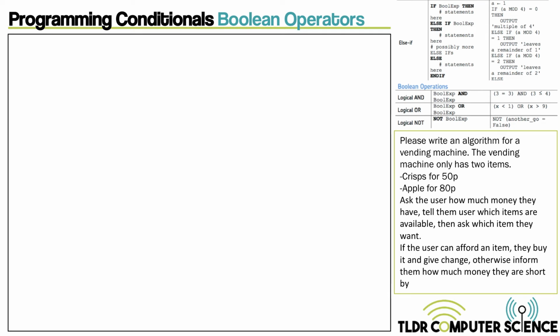Now, we are going to take in 2 things from the user. We're going to ask the user how much money they have, and that's going to become important because it's going to determine whether they can afford either of the items, and then tell the user which items are available and ask which item they want.